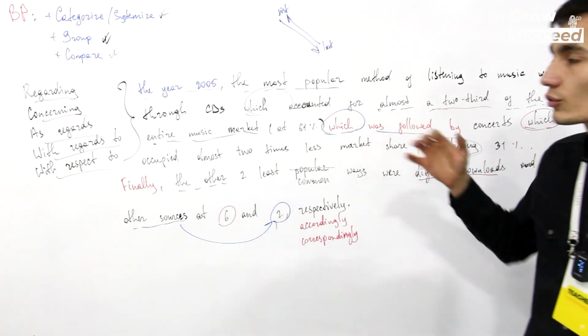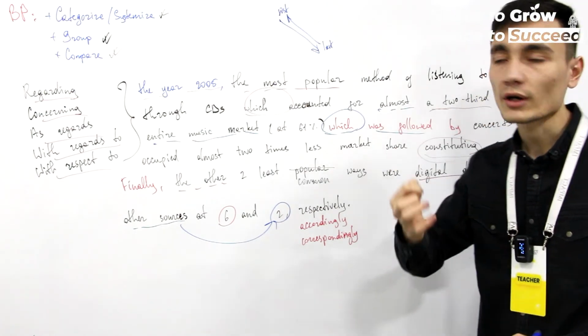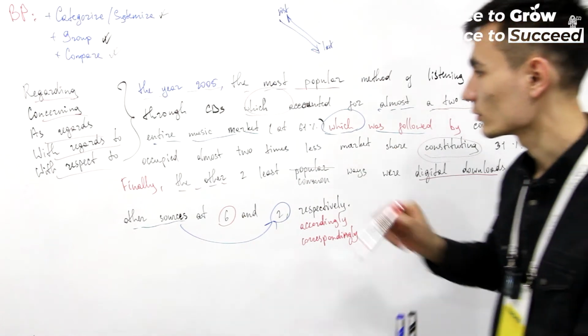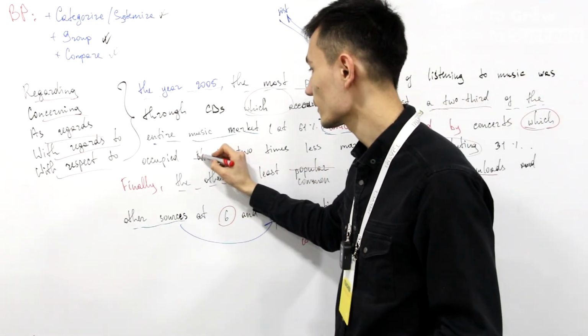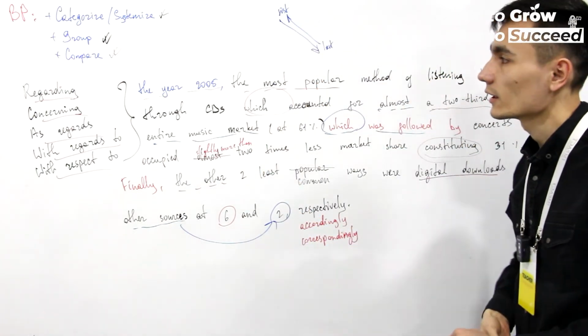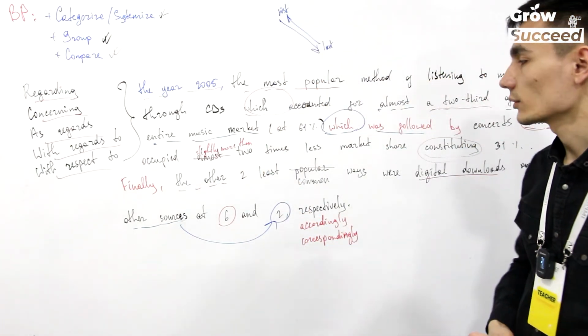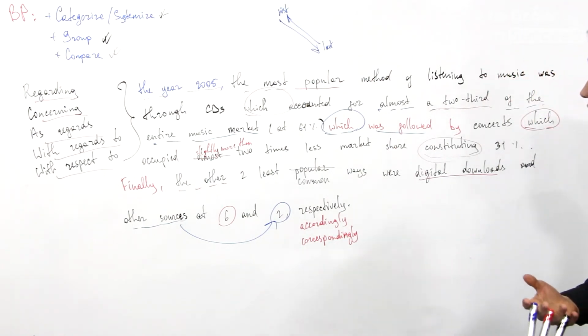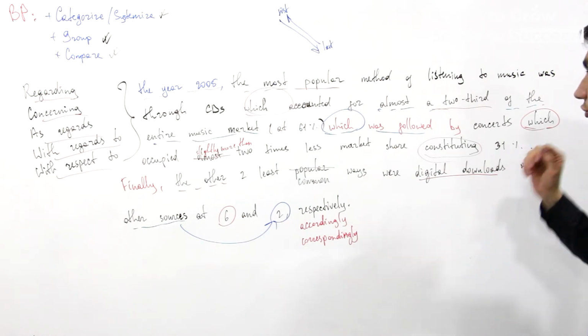So I just wanted to compare information here. 31 is, well, it's not almost, so we say slightly more than 2 times less. Because 31, 61, so it's just 30 difference, and slightly more than 2 times less market share, constituting, again, participle clause, 31%.